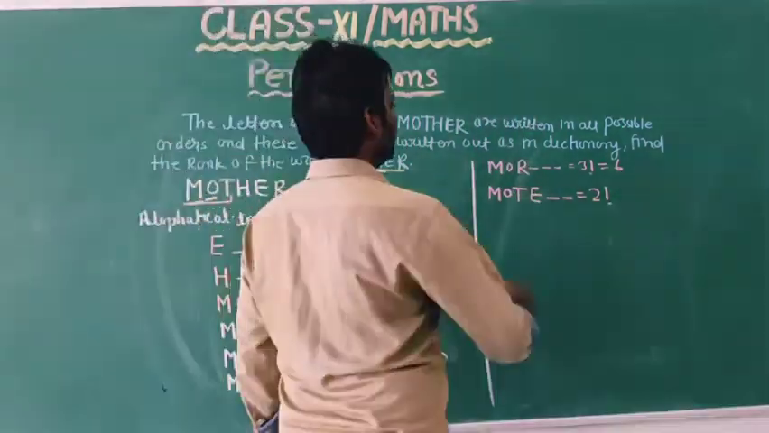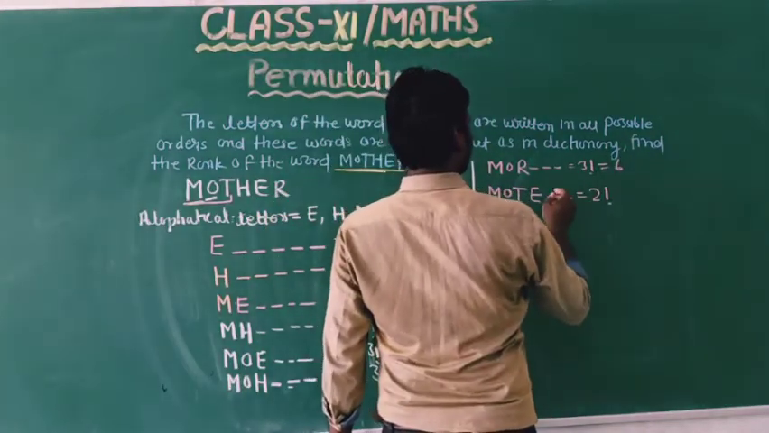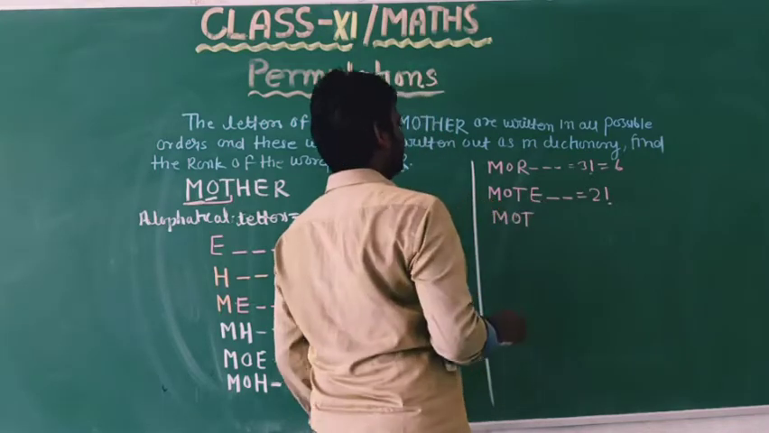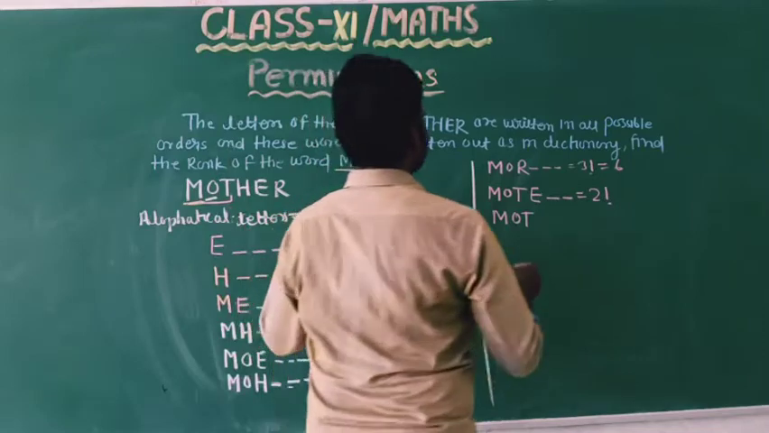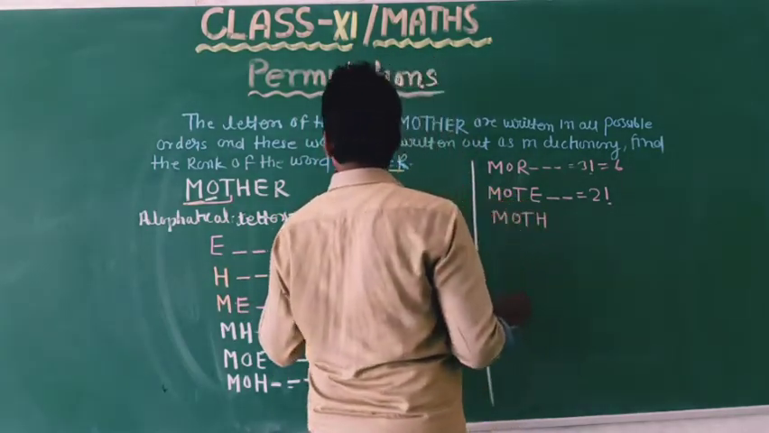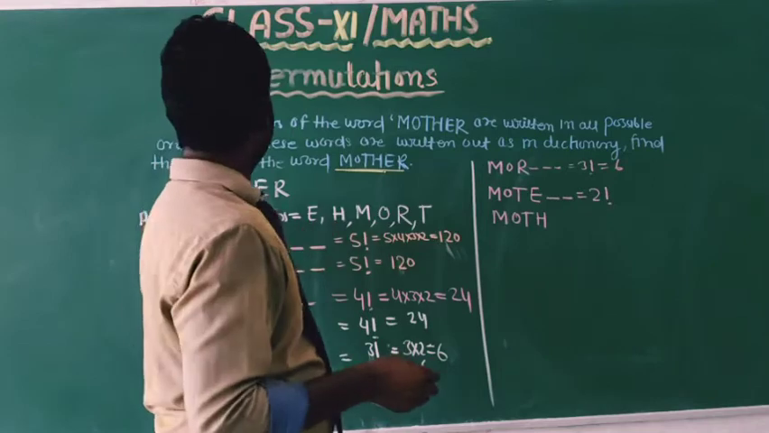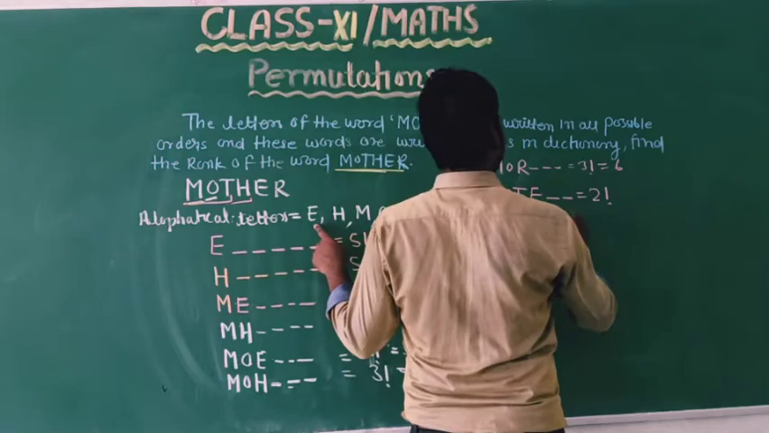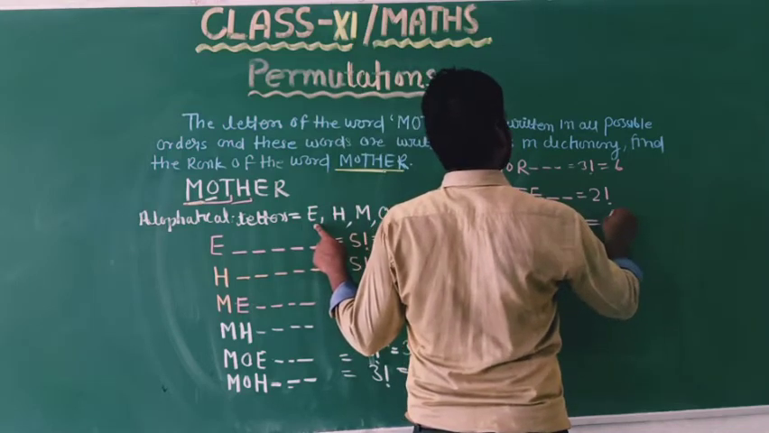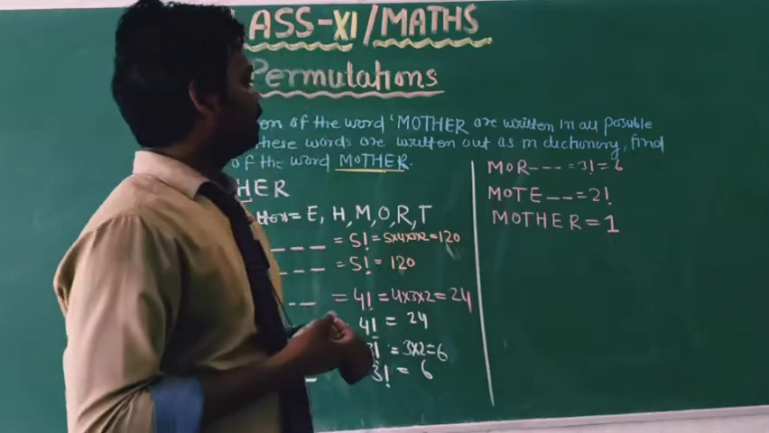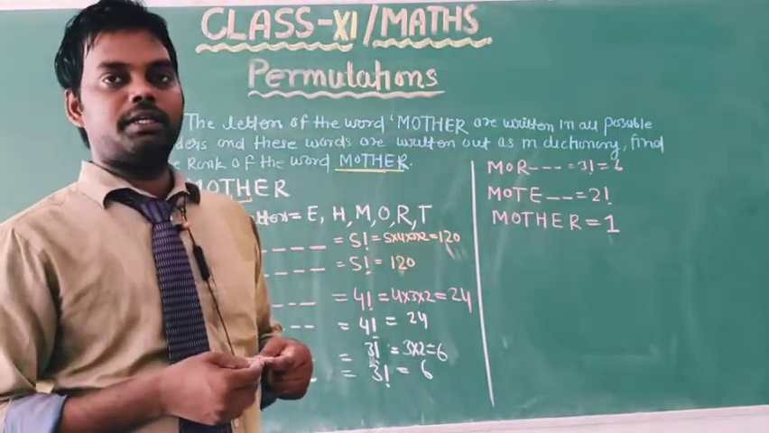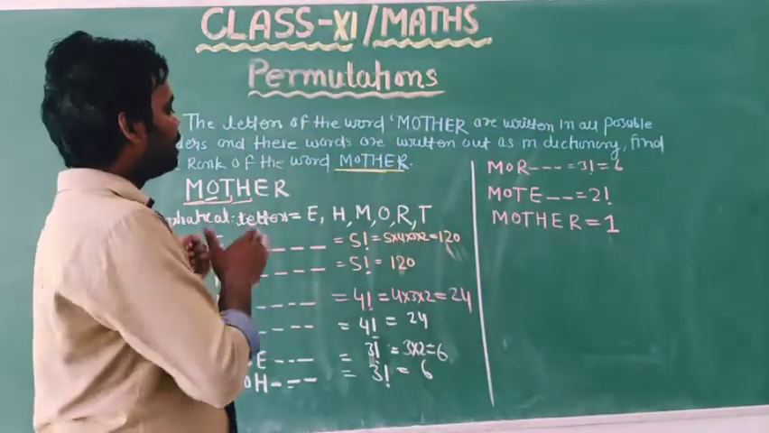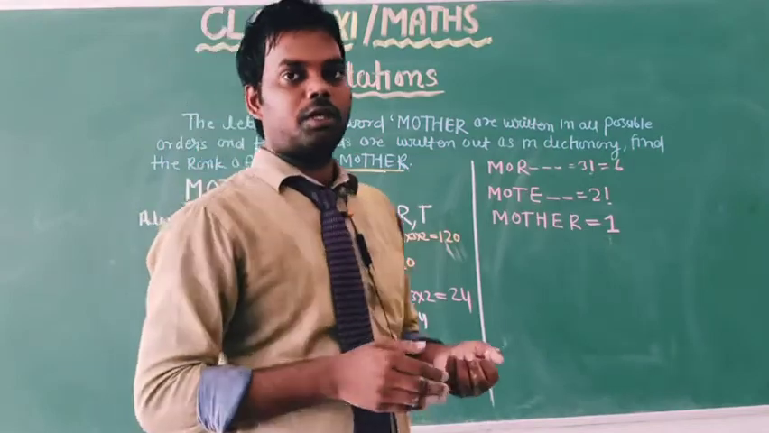And after E comes H, and H is here, and after H comes E R. So this is one way of arranging the remaining letters here. So here we have arranged all possible ways according to the dictionary for the letters of the word MOTHER.